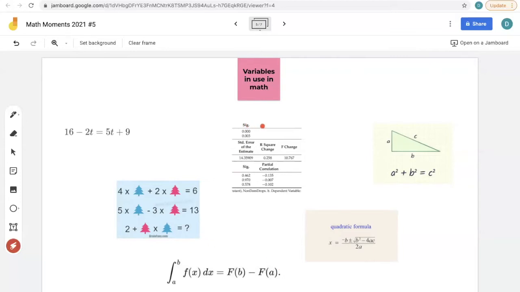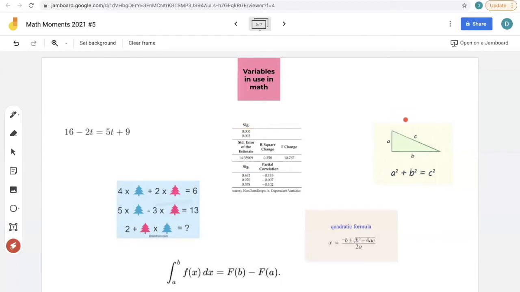Now, what we have up here is kind of a table full of data. Now this is used in statistics, and our variables are known quantities like standard error or R change or R square change or F change. Now, it doesn't really matter what these mean. That's for a professor, like a college professor or a high school teacher to handle. But the point is that these two are variables, and they will have these known quantities, like these numbers that are shown here. Same with the correlation and these significant values.